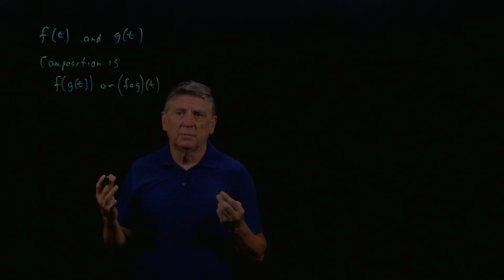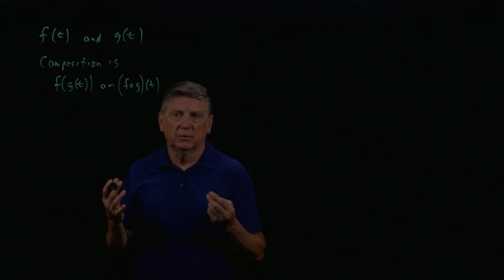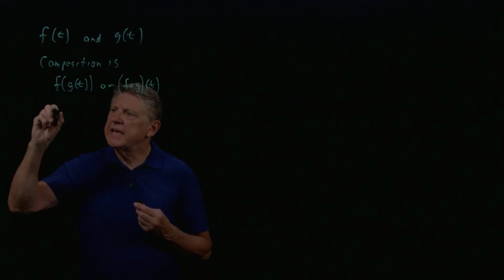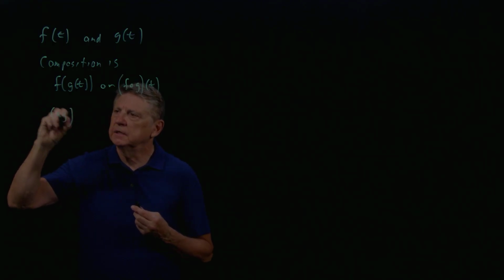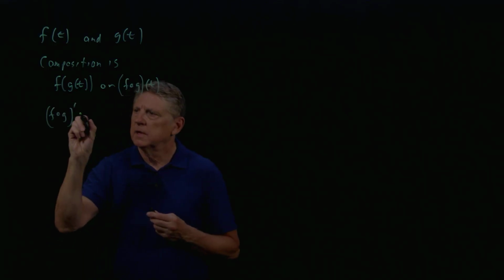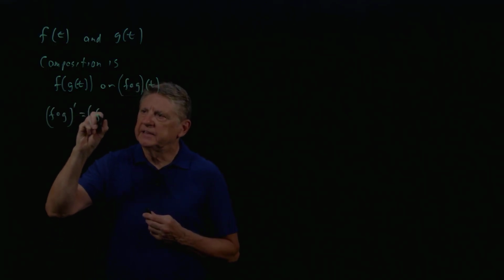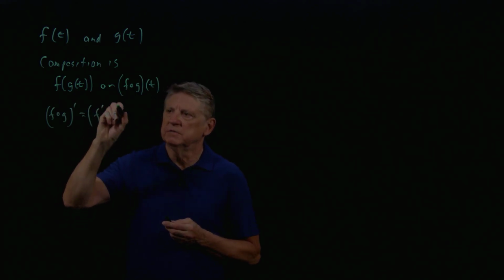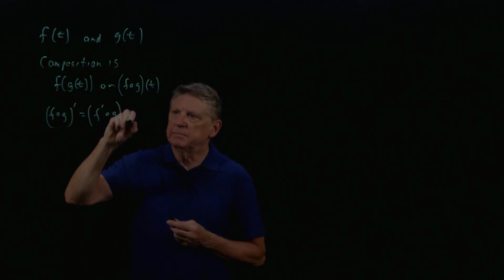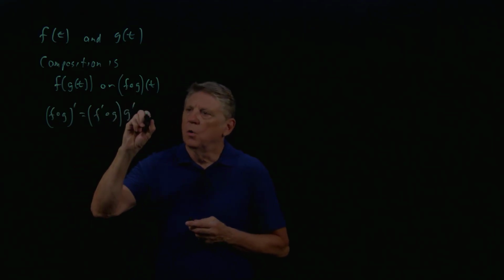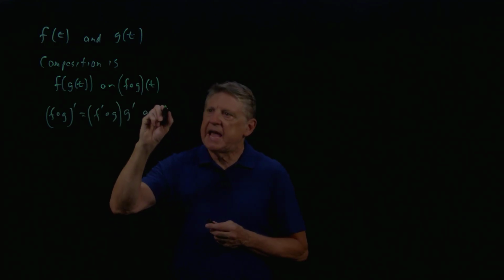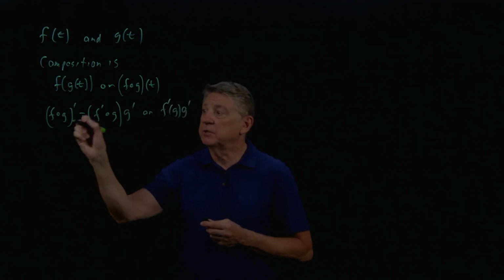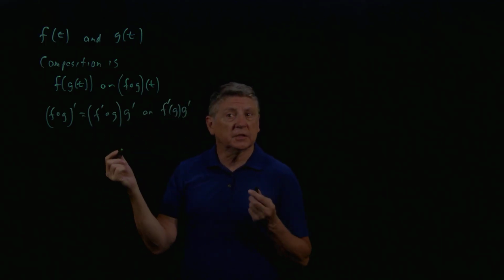So the chain rule can be written in a couple of different notations. In Lagrange notation, we would say that f compose g prime is the derivative of f, and its argument is the result of g, and multiply that by g prime. Or we could write this as f prime of g times g prime. Now these are the same, it's just that they look different.